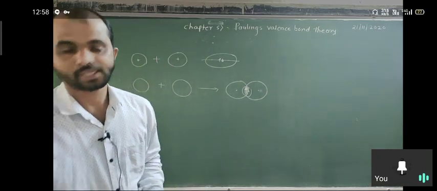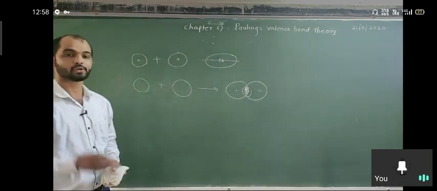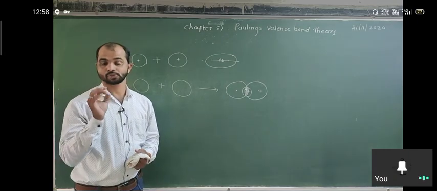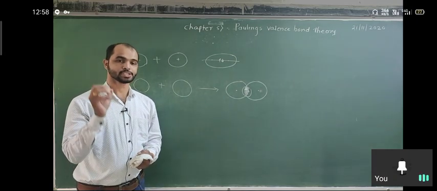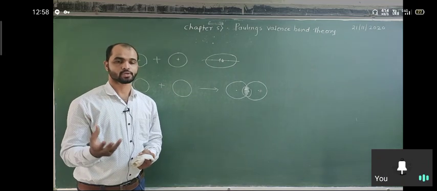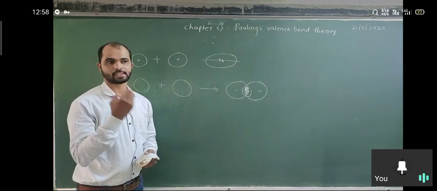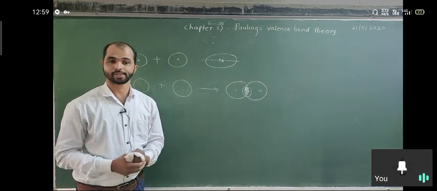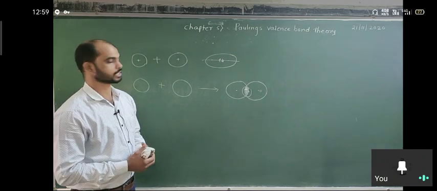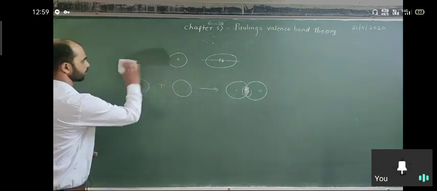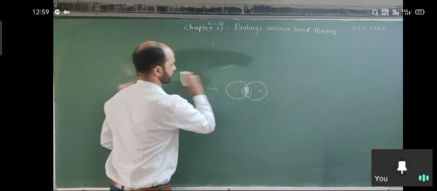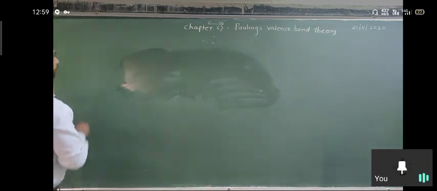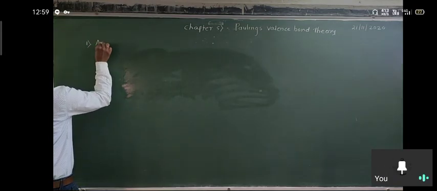If there is any theory, first of all we need to know the assumptions, meaning the postulates of the theory. Once you know the postulates, you know the aim of this theory, and which conditions are required to explain the bonding or anything related to it. So first of all we are going to discuss the assumptions, one by one. So the first point is assumptions.